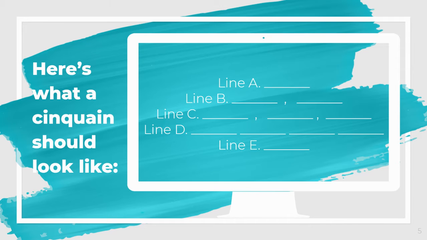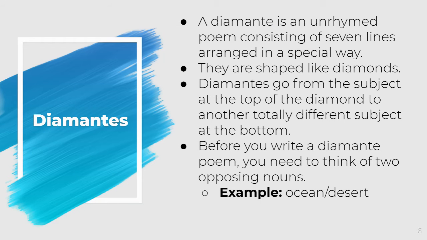So when you're writing yours, you'll use this template of what a cinquain should look like with the line A and the different word placements, and you'll see it forms a kind of shape. Diamante is a different type of poem. It consists of 7 lines. It's also unrhymed, and it's also arranged in a special way and usually looks similar to a diamond.